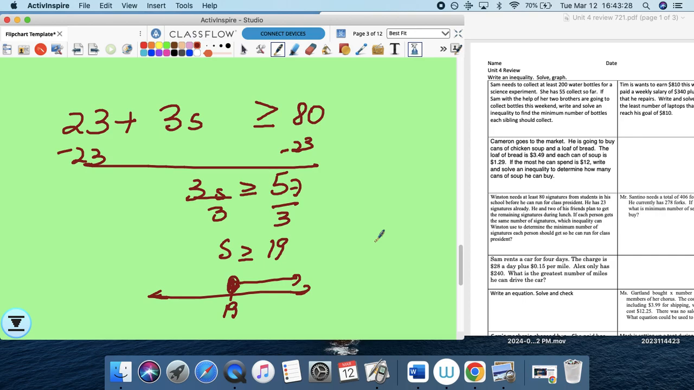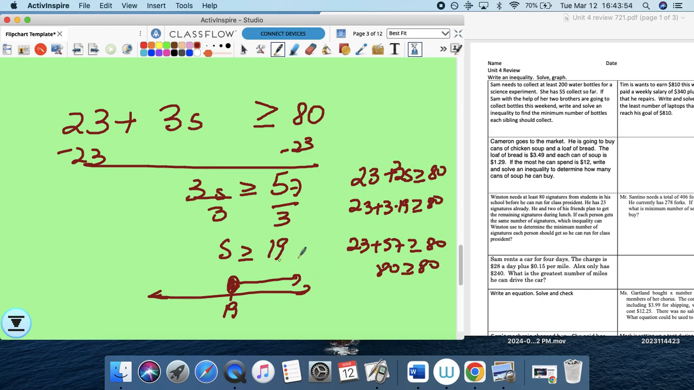So if each person gets at least 19, right? And then you can double check. You put 19, so here's my inequality: 23 plus 3s is greater than or equal to 80. 23 plus 3 times 19 is greater than or equal to 80. 23 plus 57 is greater than or equal to 80. And notice that that makes my inequality true. So with 19 signatures, they meet the requirement. Okay.